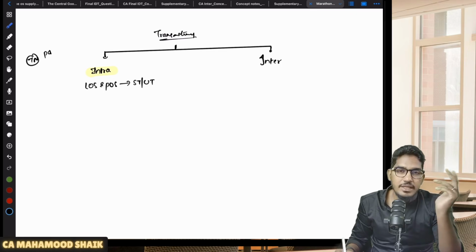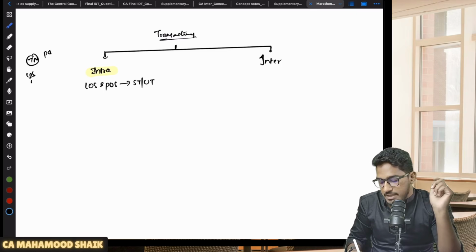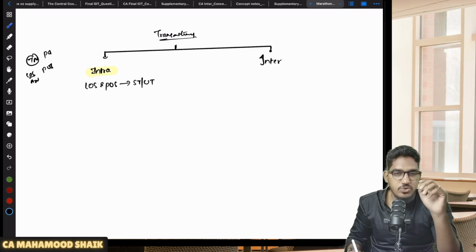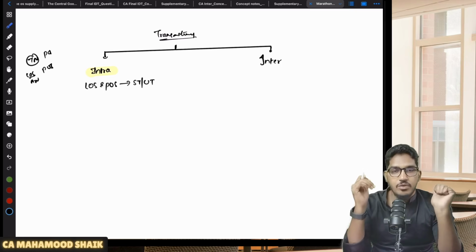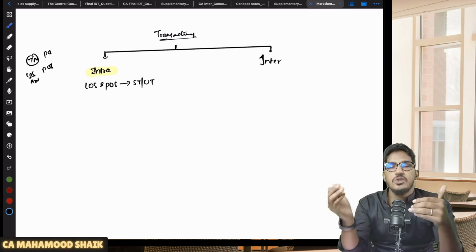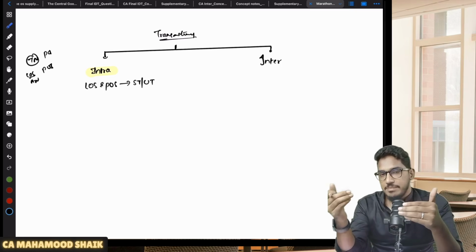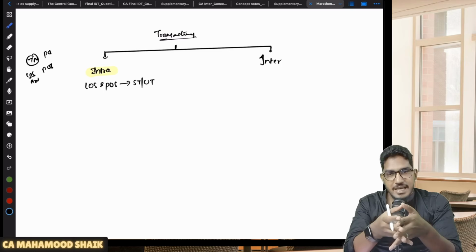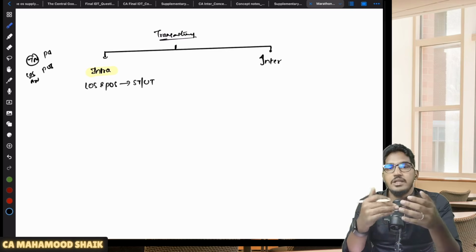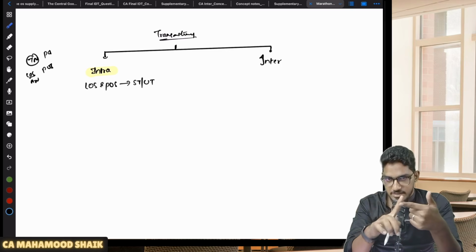Or if both are falling in the same union territory, like, for example, if the location of the supplier is in Andaman and Nicobar Islands and the place of supply is also in Andaman and Nicobar Islands, then also we call it an intrastate supply. So when the location of the supplier and the place of supply both fall in the same state or union territory, it will be treated as intrastate supply.